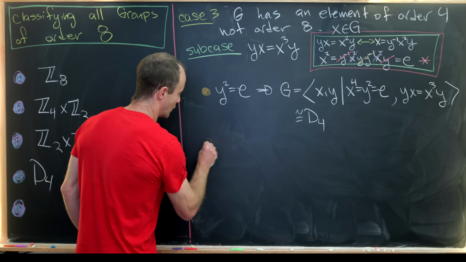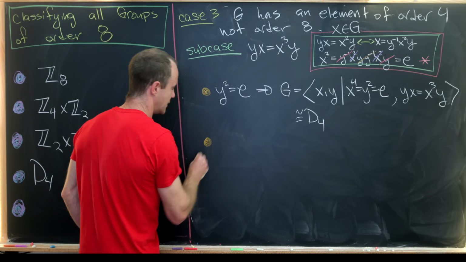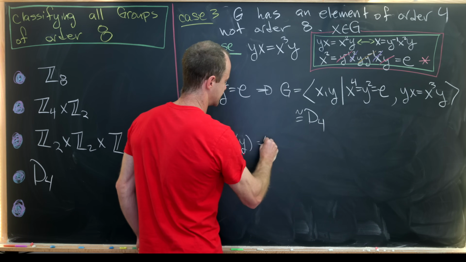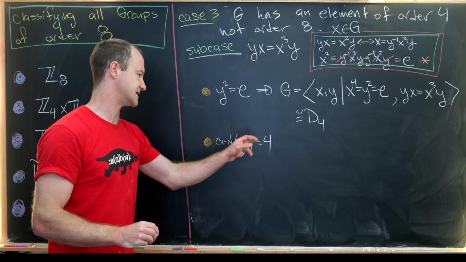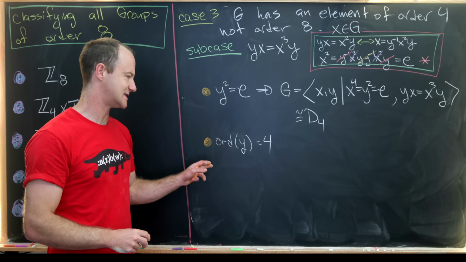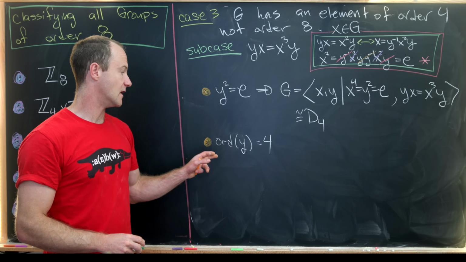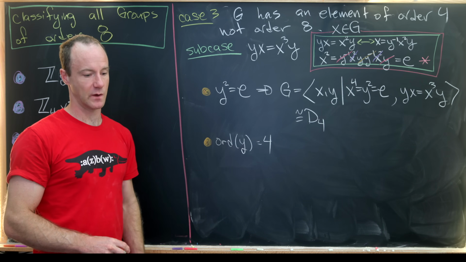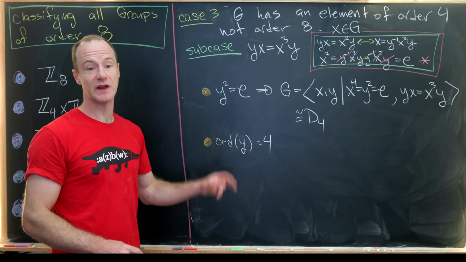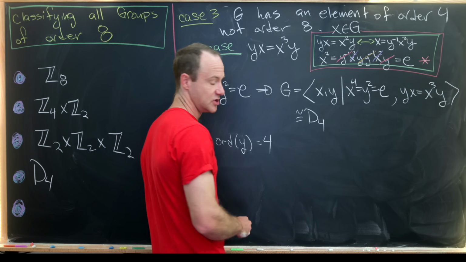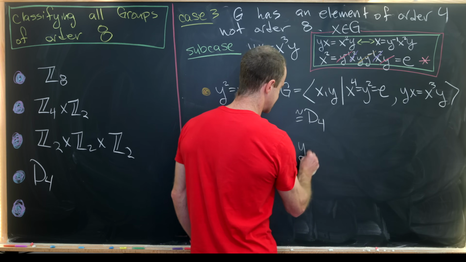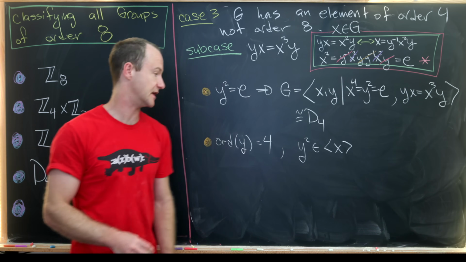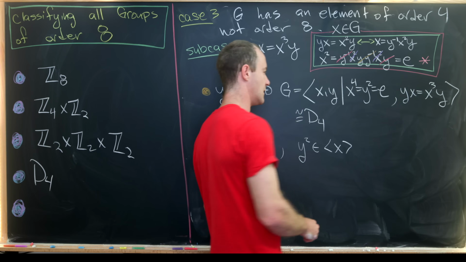And that leaves us with one more thing, and that would be the order of y equals 4. So I was careful to write this as order y equals 4 instead of y to the fourth equals the identity, because that would include this y squared term as well. Okay, so now let's work on this. So we know from a previous discussion that y squared must be in the cyclic subgroup generated by x. Well, why is that?